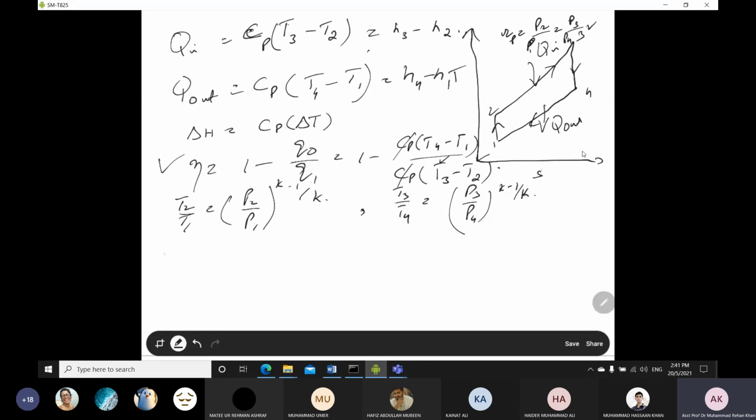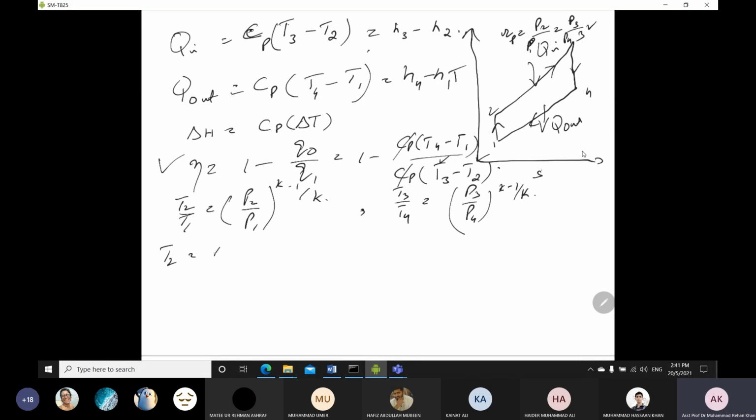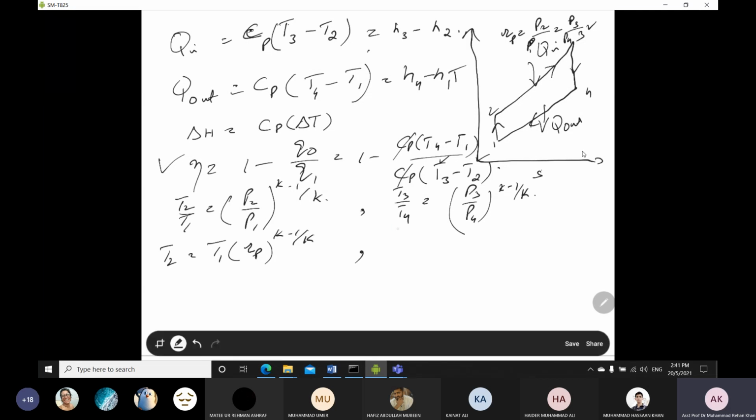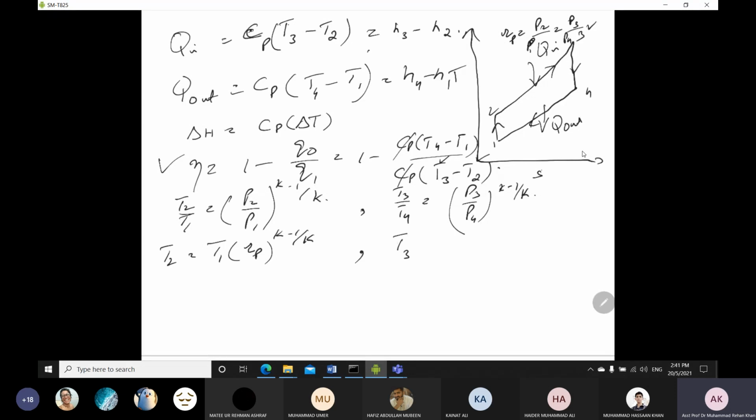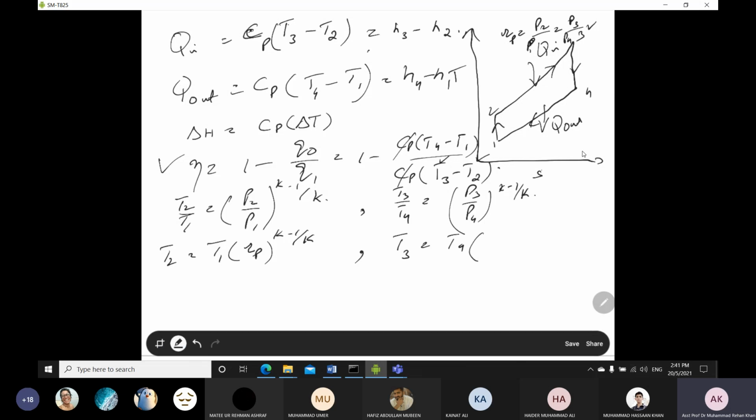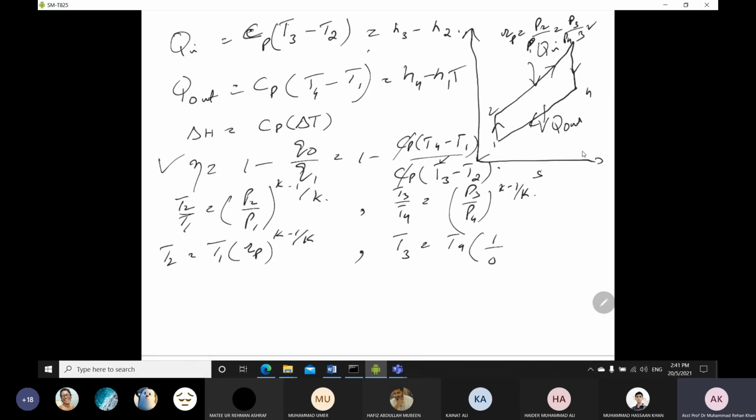Okay, so from here we can easily say that T2 is equal to T1 and P2 over P1 is the Rp, which is the pressure ratio, to the power K minus 1 over K, and for the similar thing we can apply for the second relation and we can say that T4 is equal to T3 and P4 over P3 now becomes inverse of Rp, okay, because we can write 1 over Rp.